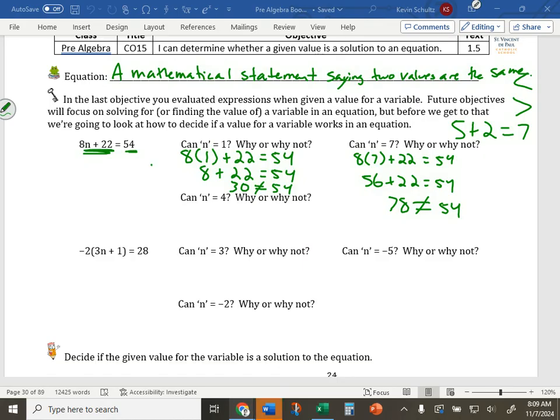So, sad face, we're upset, n can't be 1. Sad face, we're upset, n can't be 7. Maybe 4 will bring us a little bit of joy. Okay? Can n be 4? Yes. Why?